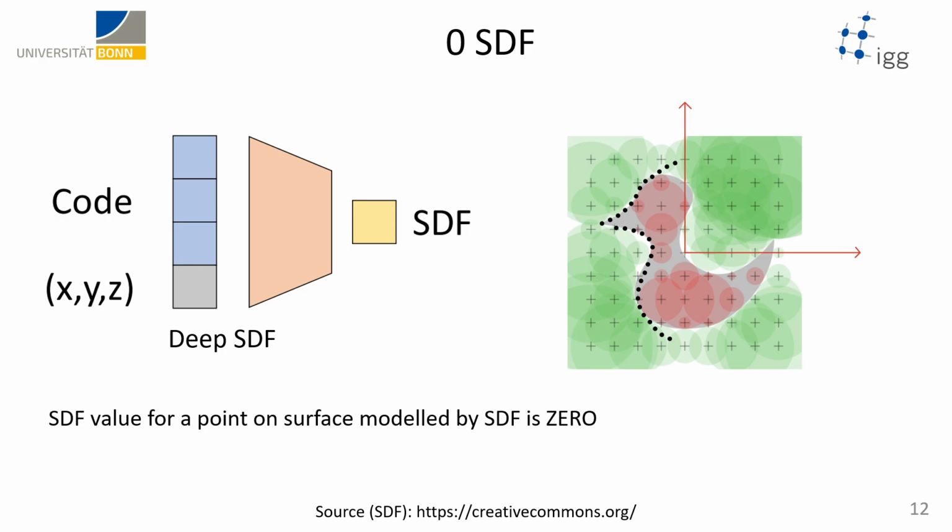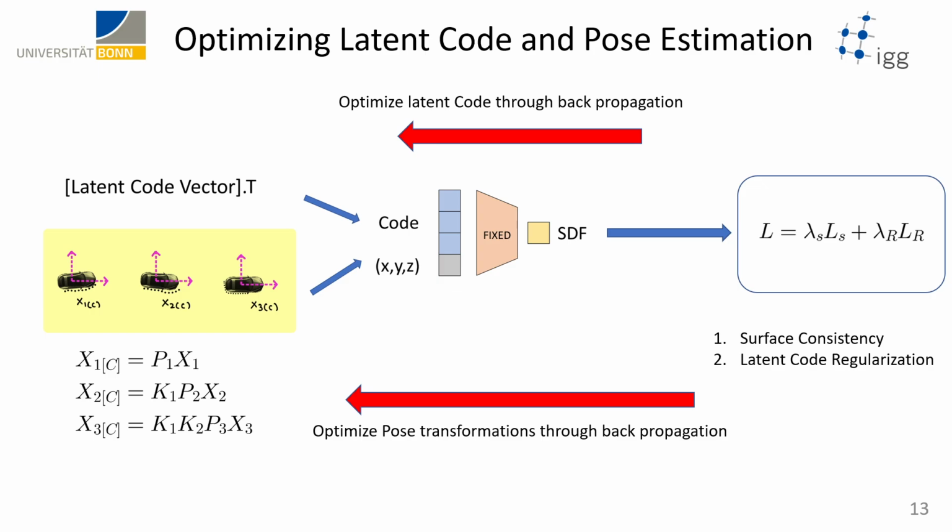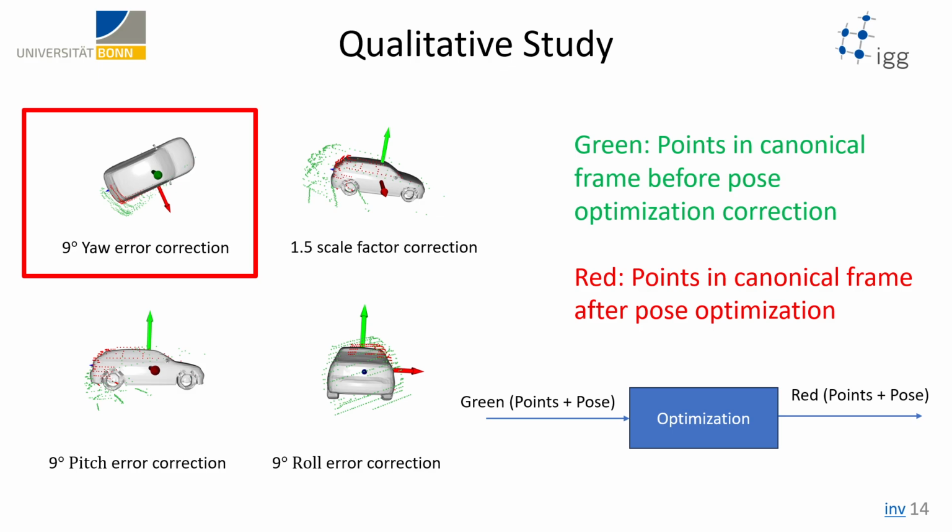And when the point cloud is aligning well with the shape, then they will have a zero SDF. So basically it's a minimization problem for the SDF value. By minimizing SDF, we can estimate both shape code and the transformation because they are both parameters for the SDF. As you can see, by optimizing both shape and the pose of the car, we can align well and improve yaw, pitch, roll, and scale factors.